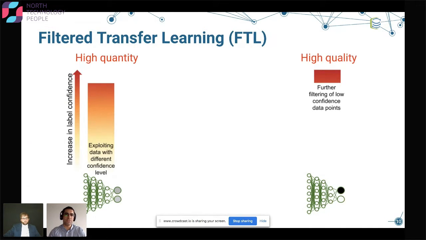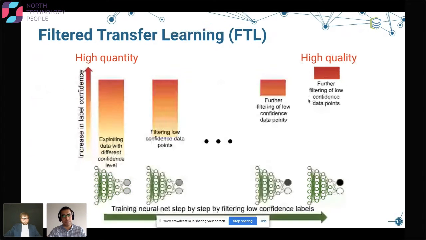So we came up with filter transfer learning technique in which we train a neural network model on lower confidence part of the distribution, which is just a large part of the data set, and then fine tune it in higher quality part of the distribution. And we have evidence that if we do this training in the lower confidence part of the distribution in a stepwise manner, the performance gets even better.